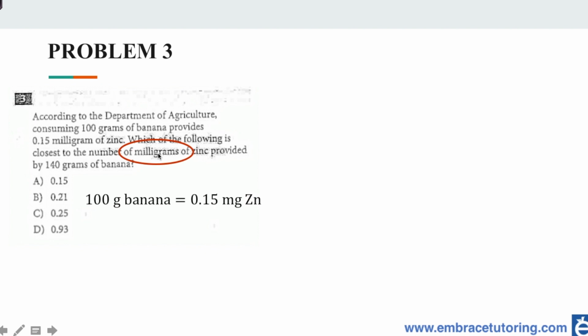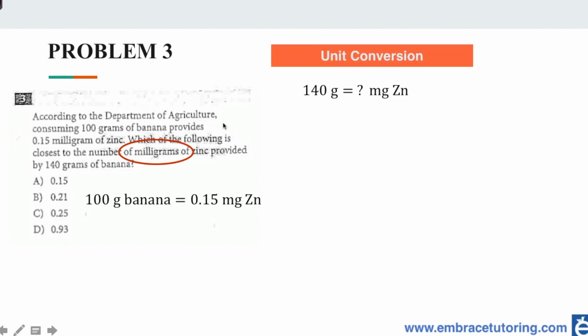Hopefully you can quickly notice that they're providing 100 grams of banana equals 0.15 milligrams of zinc. And this is a standard unit conversion problem. What they're asking you to do is to take 140 grams of banana and figure out how many milligrams of zinc is going to be provided in this sample, knowing that your unit conversion here.